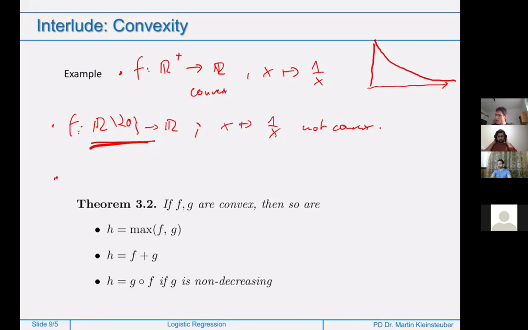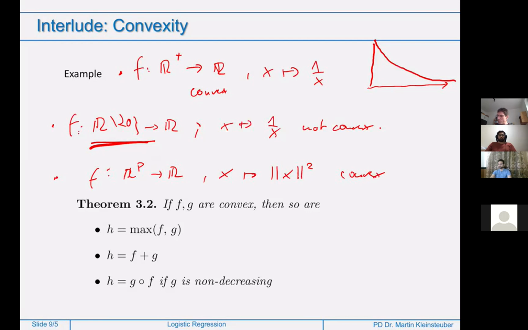Another example is f from R^n to R, where x is mapped to any kind of norm of x. Why not, squared. Also convex, and so on and so forth. And you can show that if f and g are two convex functions, then the function h that is the maximum of these two functions is a convex function. The sum of two convex functions is again a convex function.